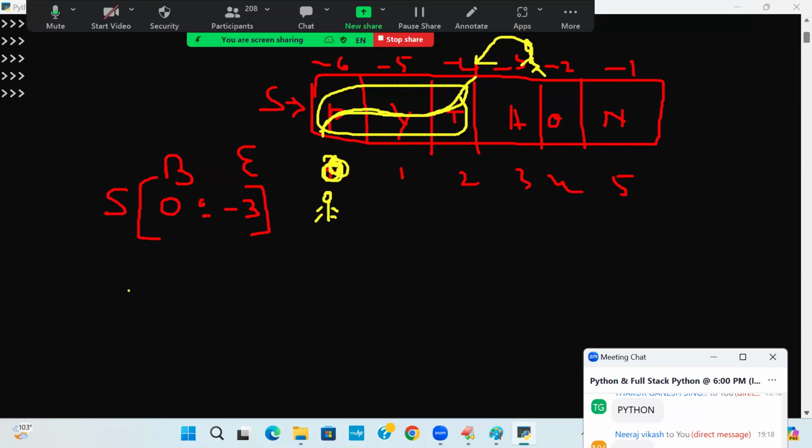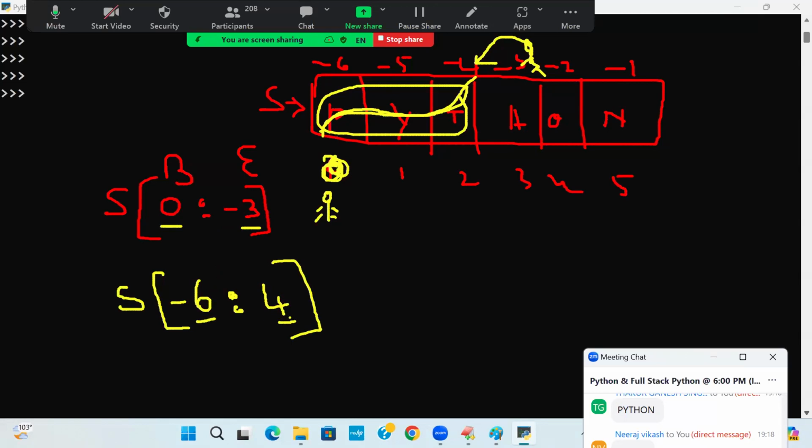Another model. S of -6 colon 4. Positive beginning, negative ending. Negative beginning, positive ending.